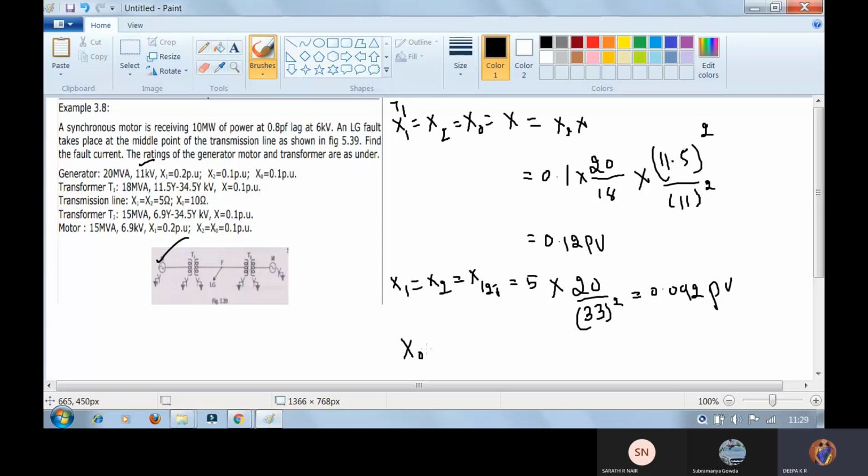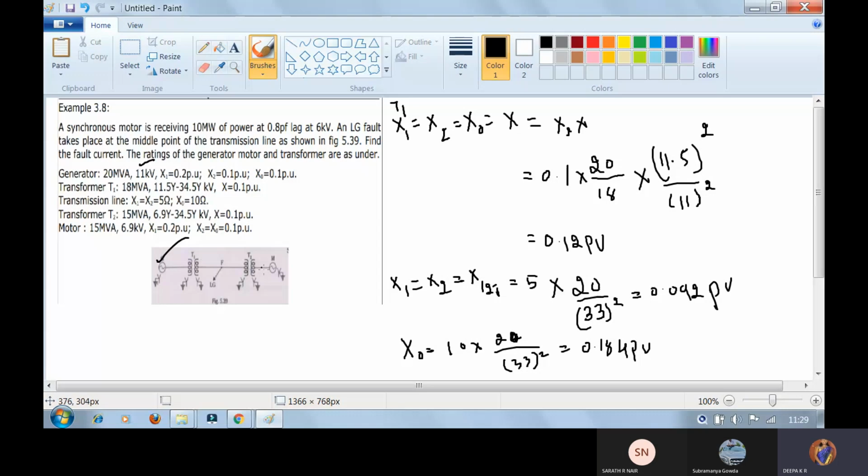Zero sequence X0 is equal to, they have given a different value. X0 is given as 10. 10 into 20 divided by 33 whole square. So 20 divided by 33 whole square, how much is it, Sharad? 0.184 per unit. Yes, very good. 0.184 per unit. So the transmission line is over. Transformer 1 is over, the transmission line is over.